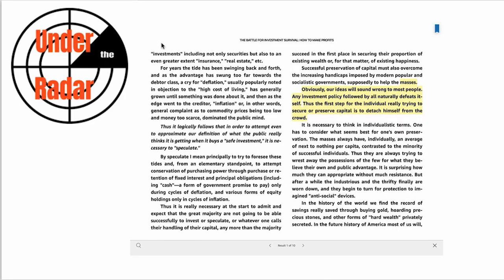Now, we also want to look for stocks that we think are under the radar. Gerald Loeb in his book says, obviously our ideas will sound wrong to most people. Any investment policy followed by all naturally defeats itself. Thus, the first step for the individual really trying to secure or preserve capital is to detach himself from the crowd. So basically, you want to look for stocks that are under the radar, not the ones where everything is already factored in, the horse is out of the barn, all the facts are baked in the cake. This is what you need to look for.